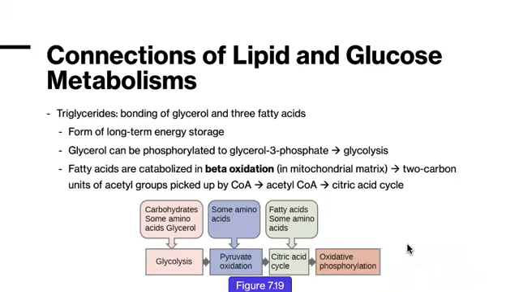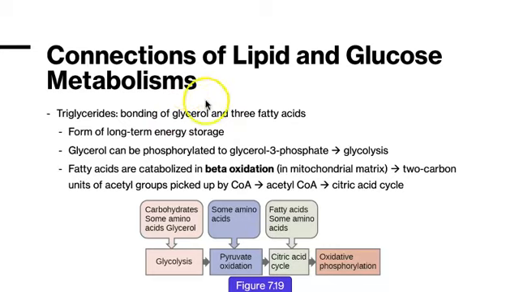Now our connections of lipid and glucose metabolisms. We know that grouped within the lipid umbrella, we have cholesterol and triglycerides. Cholesterol, if you remember from our cell membrane or plasma membrane lectures, is going to be found within there to allow for flexibility, and also is going to serve as a precursor for our steroid hormones. And our triglycerides, if you remember, was a bonding of one glycerol and 3 fatty acids. And this is a really great way for our body to be able to store some long-term energy.